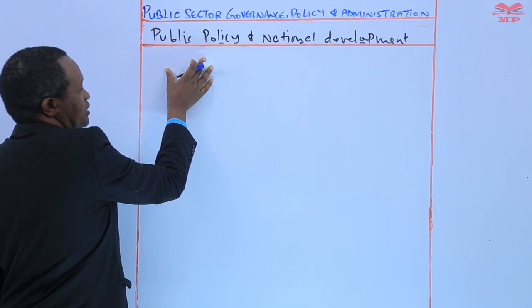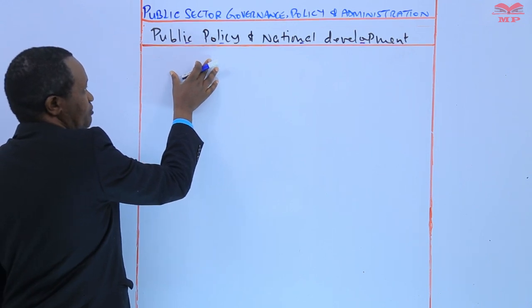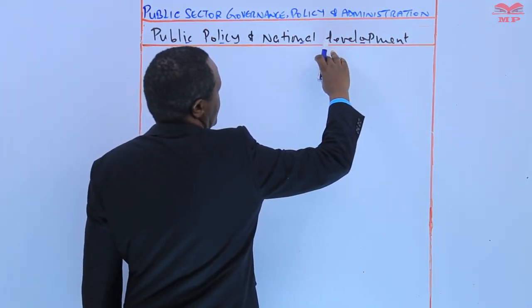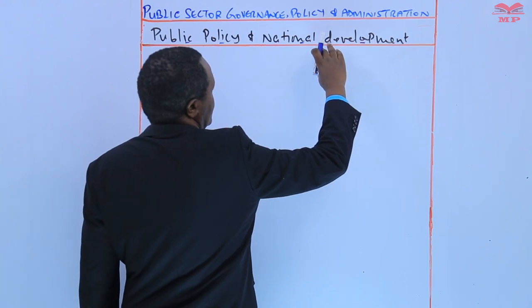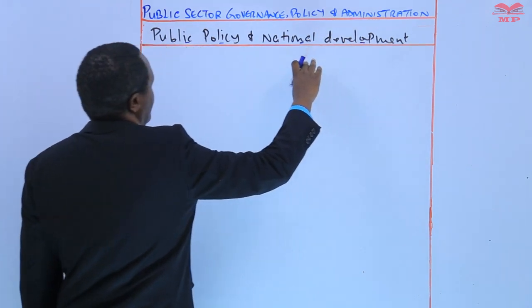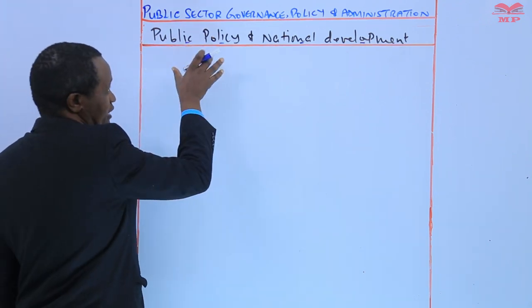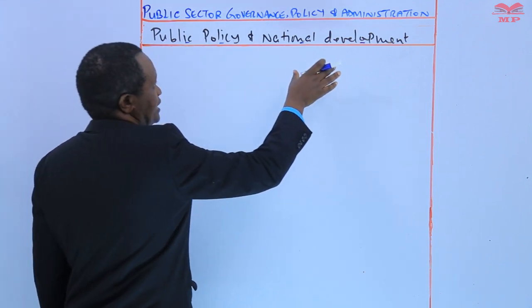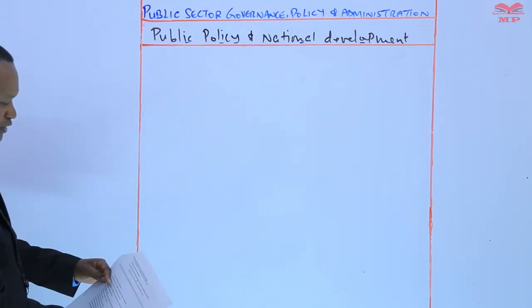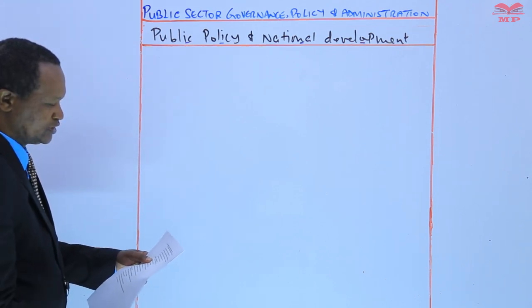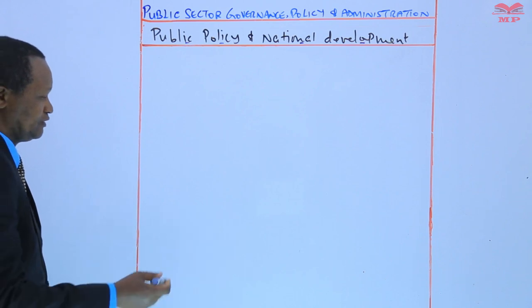If the country has well-formulated policy, which is also properly implemented, then that may lead to improvement in the lives of the people, the economic lives, the political lives, and the environment may also improve. So it's important for us to first of all understand the key terms, public policy and national development, before moving to the first subtopic, which is classical and neoclassical models of development. That is the first subtopic.